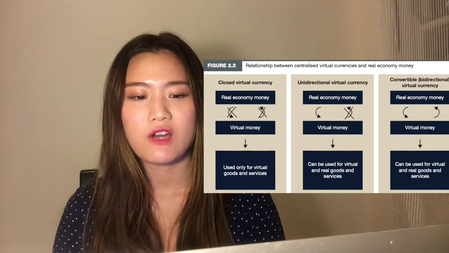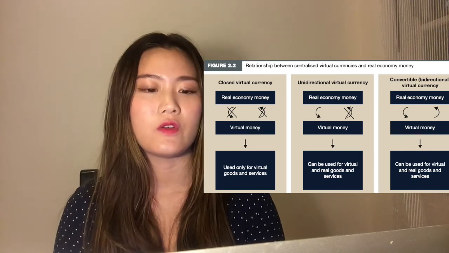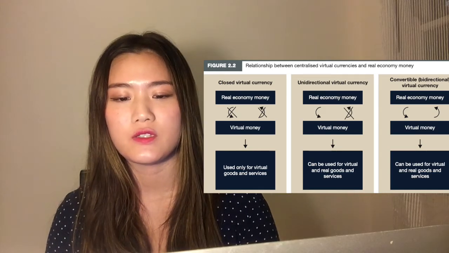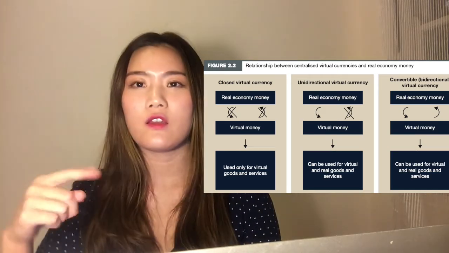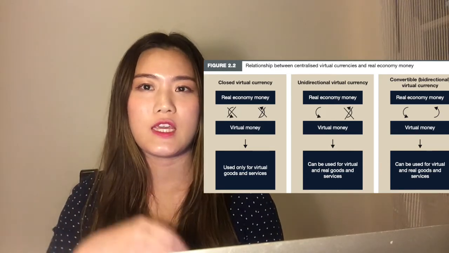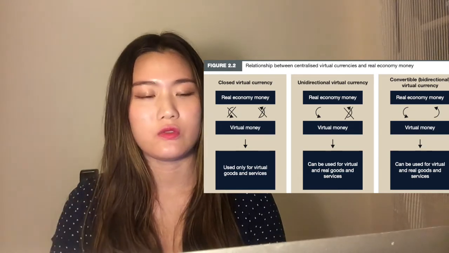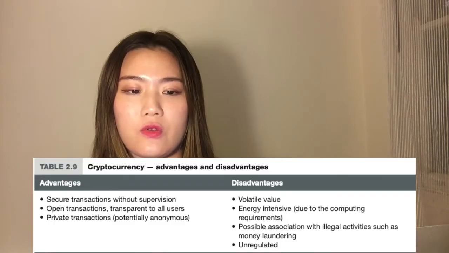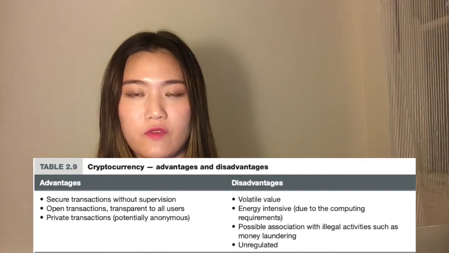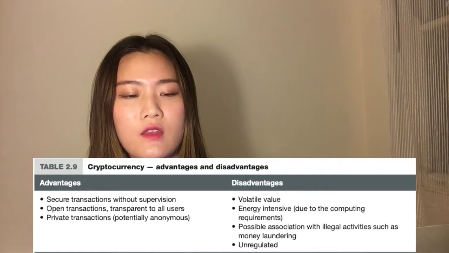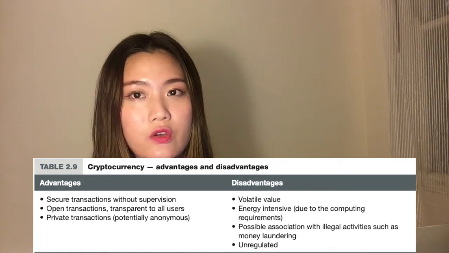Convertible or bi-directional virtual currency, also known as open virtual currencies, can be purchased and sold using conventional currency at an exchange rate. You can convert your virtual currency into the real currency when it comes to convertible bi-directional. So cryptocurrencies are decentralized virtual currencies, and the advantage of it is secure. It has secure transactions without supervision. It has open transactions and transparent to all users, and it is private, potentially anonymous.